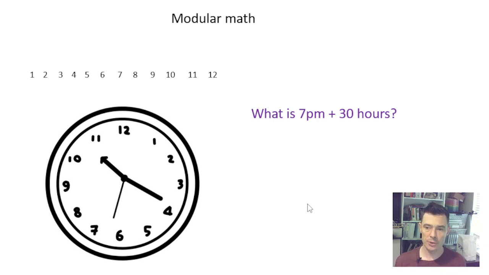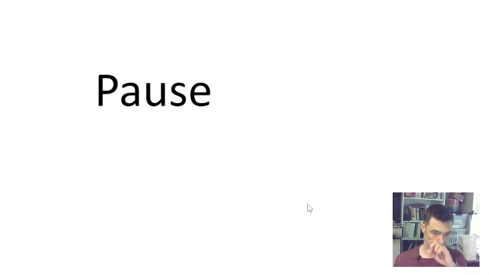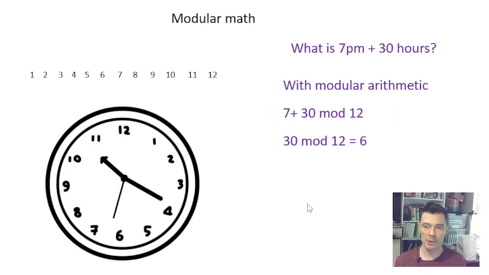So if you were to solve this question, pause the video if you need to, how would you walk through solving this question? 7 p.m. plus 30 hours. So this is pretty straightforward. You would probably go, well, 7 p.m. plus 24 hours brings me to 7 p.m. tomorrow. Then I'm just going to add 6 more hours. That takes me now to 1 a.m. So what you just did was modular arithmetic, or you just did arithmetic in modular 12.